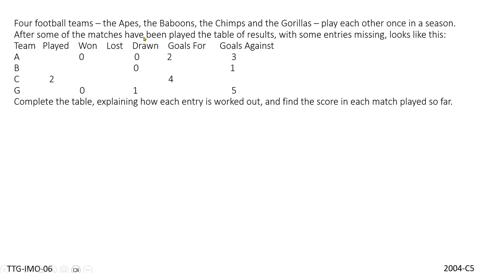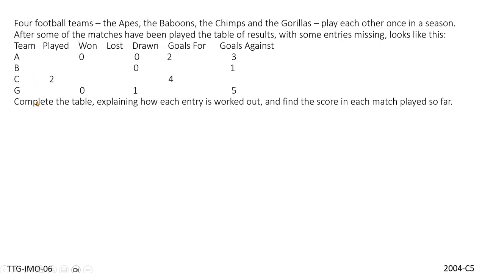After some of the matches have been played, the table of the results with some entries missing looks like this. Now, the keyword is "after some of the matches." This is not at the end of the league. This is somewhere in the middle of the league. The table has some numbers given and some missing.